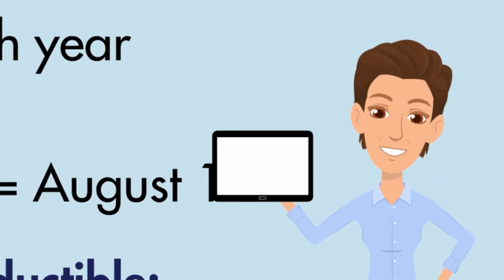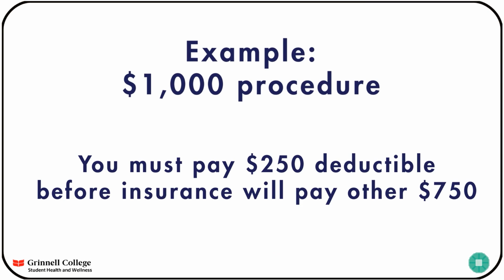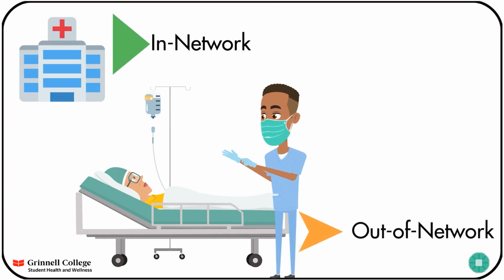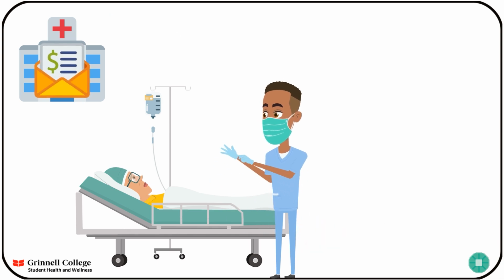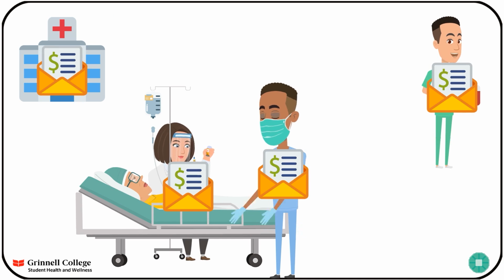So let's talk about a deductible using the student health insurance. If you have a $1,000 procedure, you must pay the $250 deductible before insurance will begin to pay their portion of the remaining $750. That remaining portion falls under coinsurance, which we'll talk about next. But just know that you'll have to pay the deductible before insurance will begin to pay their end. If you have surgery, your hospital could be in-network, but the surgeon could be out-of-network. They bill health insurance separately. Sometimes you'll have 4 bills: one for the hospital, one for the doctor, one for the anesthesiologist, one for lab work. Don't let this catch you off guard.